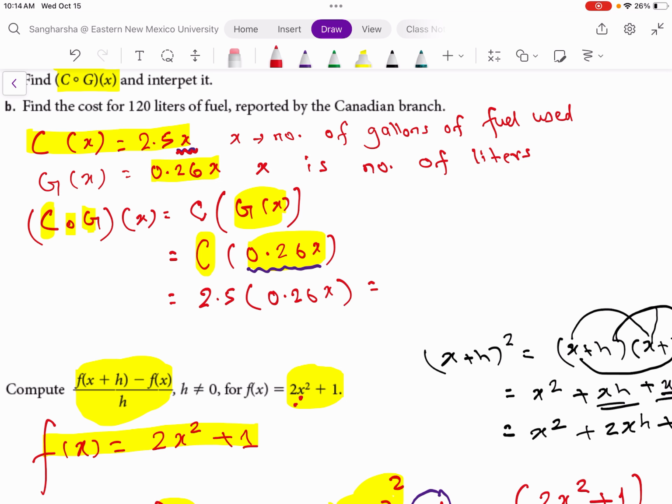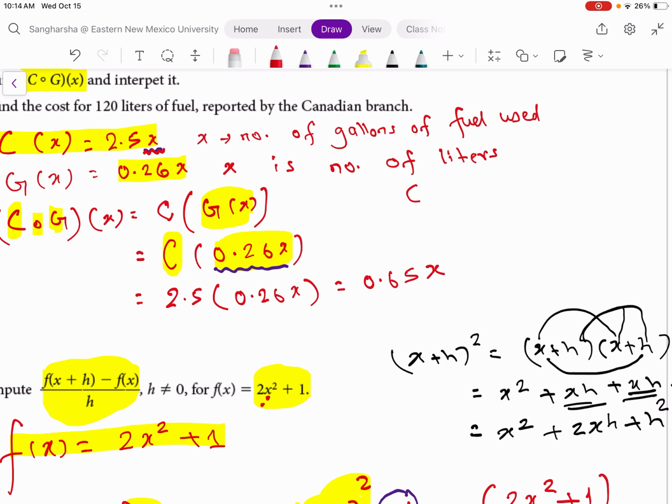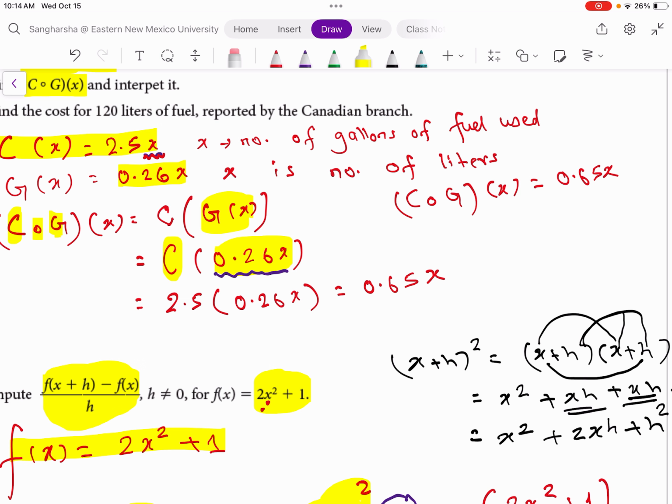Now can you help me here? What is 2.5 times 0.26? 0.65. Thank you. 0.65x. So our C composite G of X is equal to 0.65x. Okay, now here what is this X? So we have this X from G of X, which is number of liters. So this X is a number of liters.